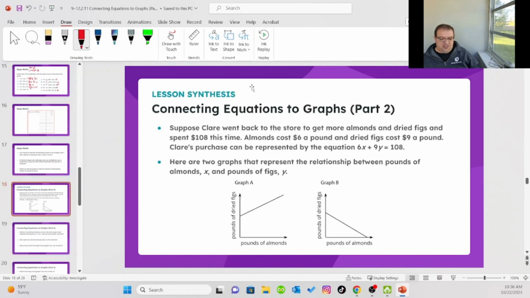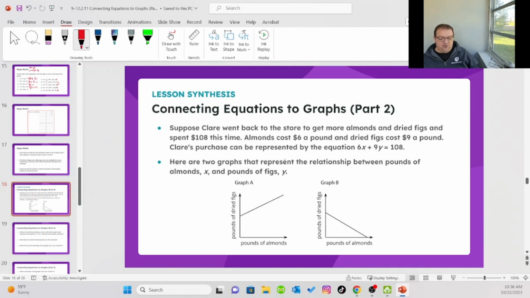Our lesson synthesis. Suppose Claire went back to the store to get more almonds and dried figs and spent $108 this time. Almonds cost $6 a pound and dried figs cost $9 a pound. Claire's purchase can be represented by the equation 6x plus 9y equals 108.